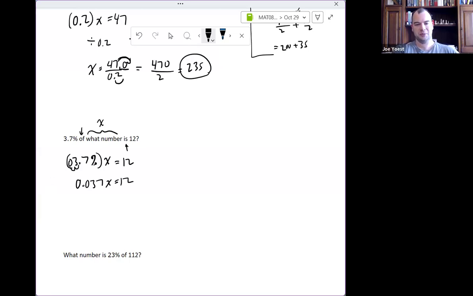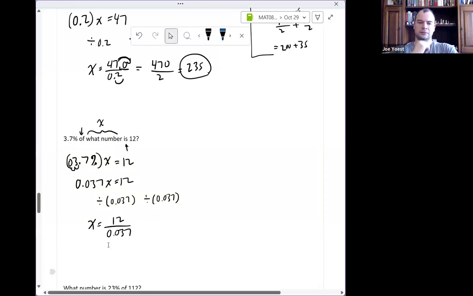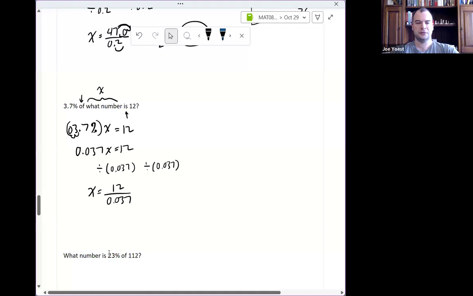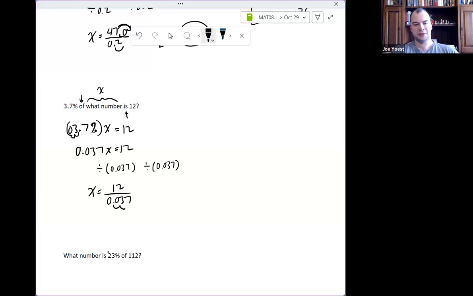And then let's do an equation solving step. We have number times x equals number. We divide by the coefficient of x. We do that on both sides. So x equals 12 divided by 0.037. If I want to do this division problem, I need to move 1, 2, 3 places to the right. So I need to write 12.000 to make it 12,000 divided by 37.